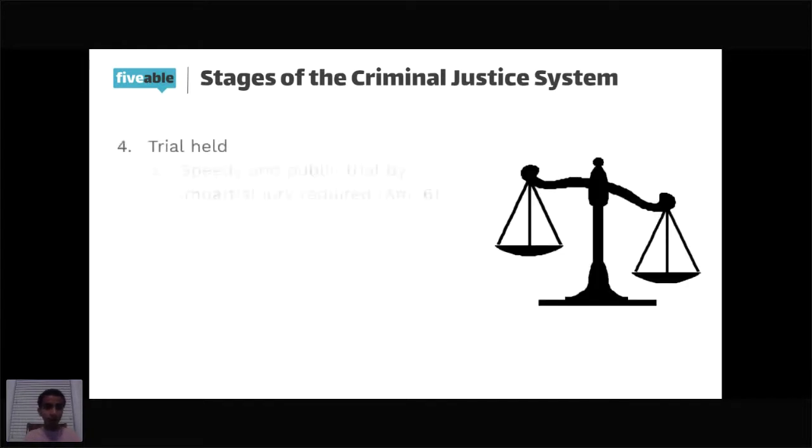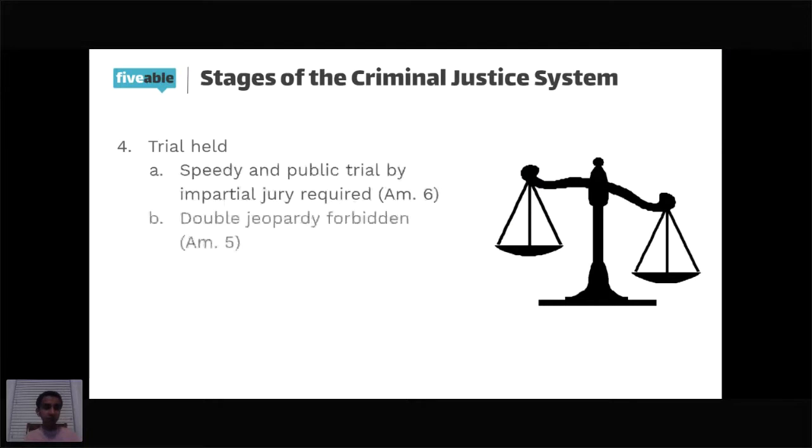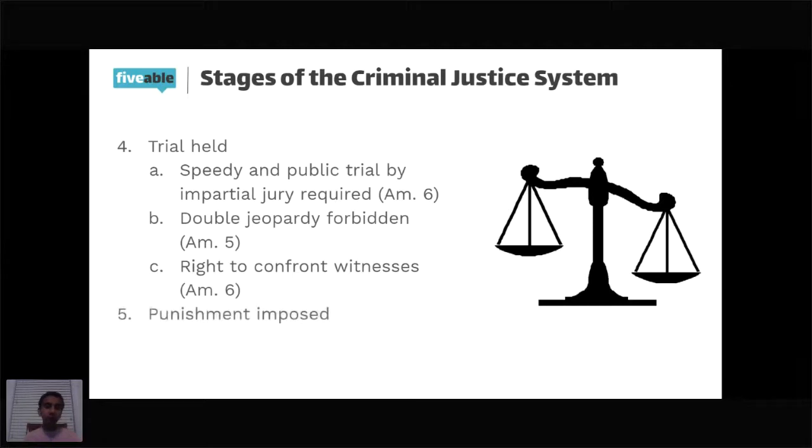The next step is a trial is held. And in those cases, you have the speedy and public trial. That goes with Amendment 6. You have the jury. That goes with Amendment 6. And double jeopardy is forbidden. Again, that goes with Amendment 5. All right. And like I said, with witnesses, Amendment 6. Then finally, at the end, punishment is imposed. And we did not go over the 8th Amendment, like I said before. But cruel and unusual punishment is forbidden according to the 8th Amendment. So that's the one that would apply best to this step.